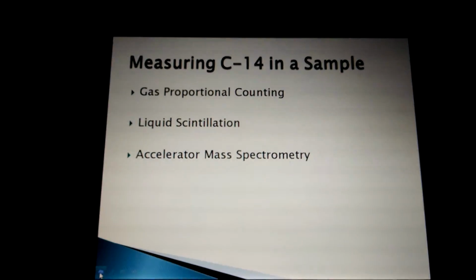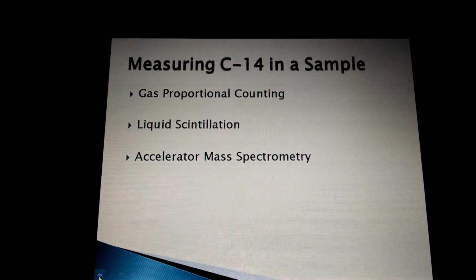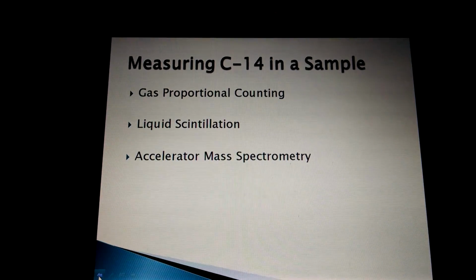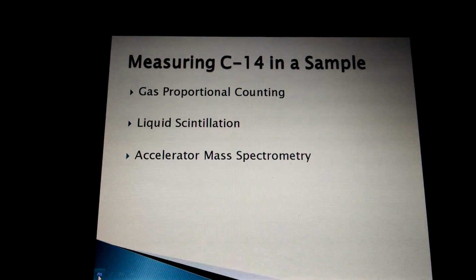Scientists use a variety of methods to find the amount of carbon-14 in a sample in the first place. They use gas proportional counting, liquid scintillation, and accelerator mass spectrometry, all to find the amount of carbon-14 in a sample.